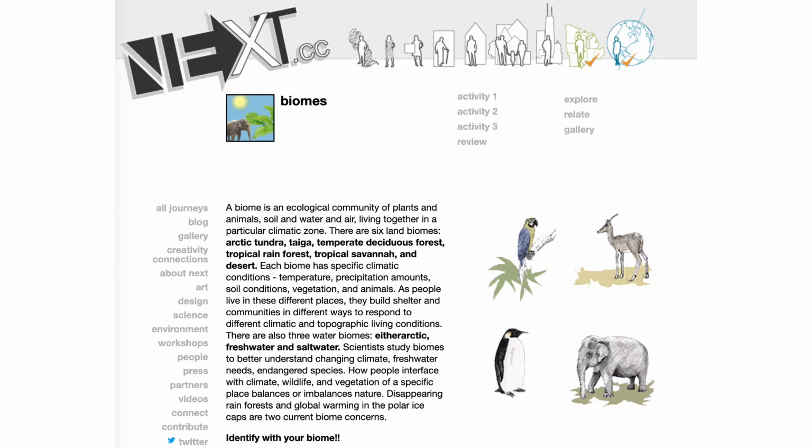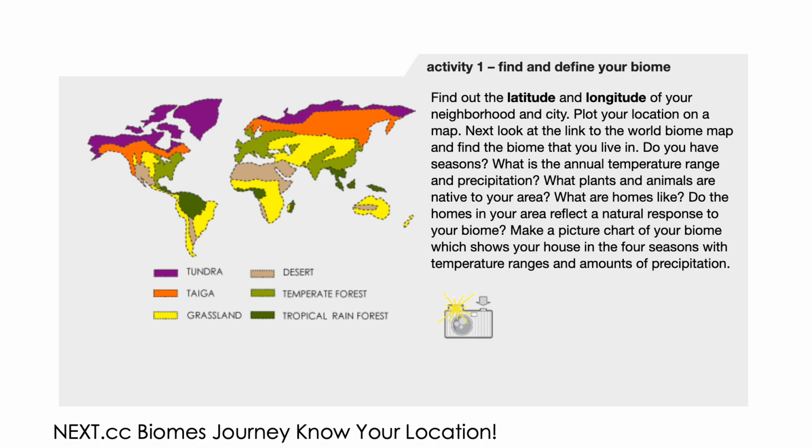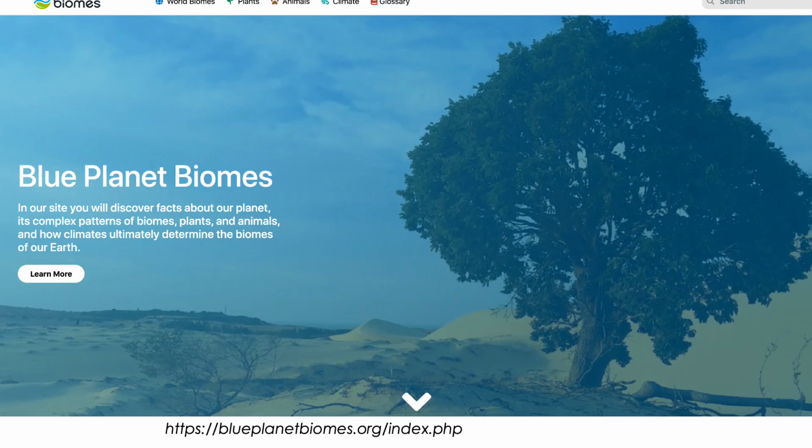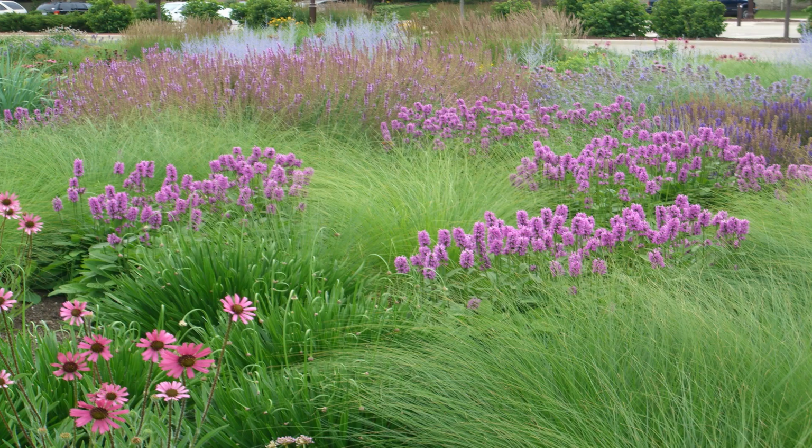So Next has a biome journey. You can find and define your biome. You can get support from Blue Planet Biomes, and they can help suggest what lives there and open your eyes to what to look for when you go outside. And then take off your shoes and tickle your toes in the grass, and remind yourself and everyone around you not to use herbicides, pesticides, or insecticides on living things, because it will destroy part of the food chain, those insects and small animals that live on the ground.